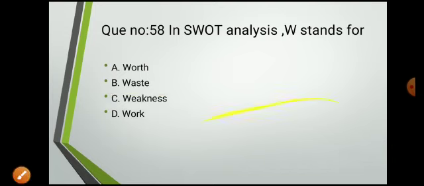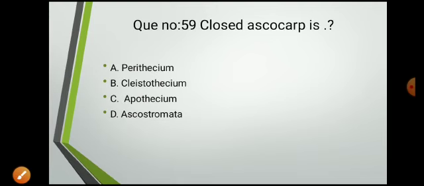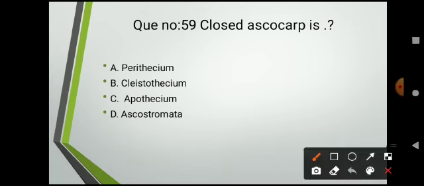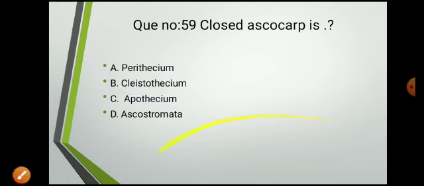Question number 59. Closed ascocarp, and the options are perithecium, cleistothecium, apothecium, and ascostomata. And the correct option is option B, cleistothecium. It is an example of closed ascocarp.